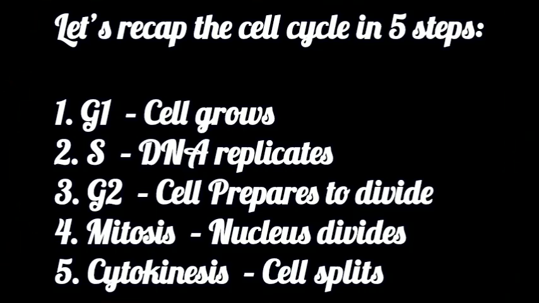Let's recap the cell cycle in 5 steps. 1, G1, cell grows. 2, S, DNA replicates. 3, G2, cell prepares to divide. 4, Mitosis, nucleus divides. 5, cytokinesis, cell splits.